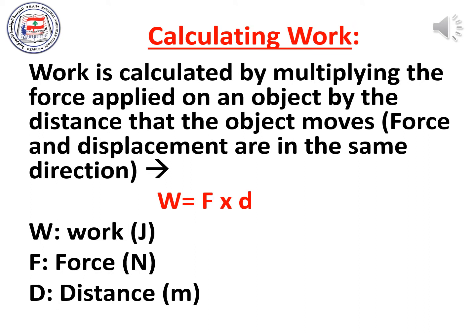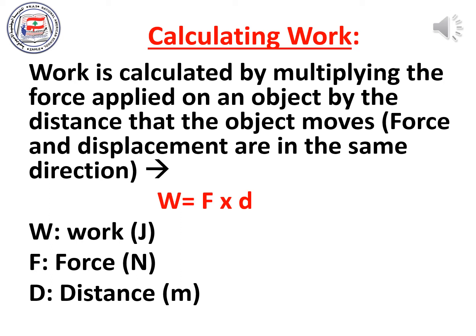Calculating work. Work is calculated by multiplying the force applied on an object by the distance that the object moves. Force and displacement are in the same direction. So in this simple equation, the force is in the same direction as the displacement. We will consider other cases later in this lesson. So in this equation, the force and displacement have the same direction. This is why we can calculate work by multiplying the force applied on an object by the displacement of this object, so the distance that the object moves due to this force.